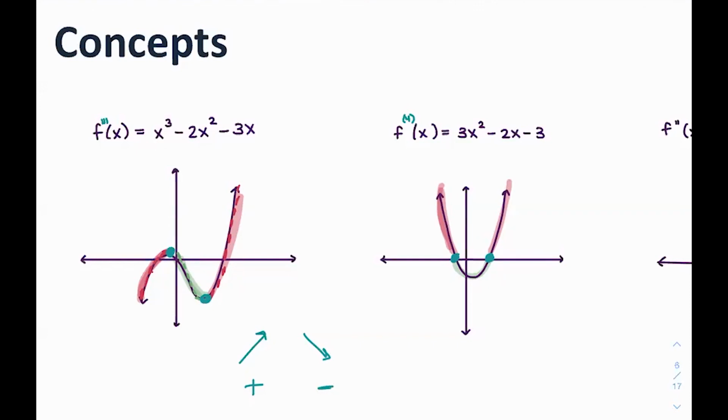Where a function is increasing, its derivative is positive. Where a function is decreasing, its derivative is negative. And then we can take that backwards as well, of course. Where a function's derivative is positive, the function is increasing. Where a first derivative is negative, the function is decreasing.